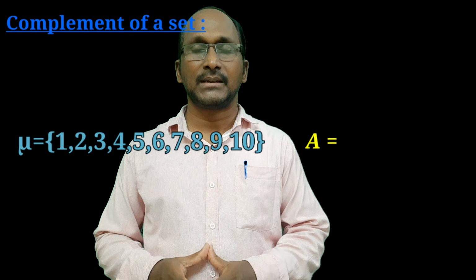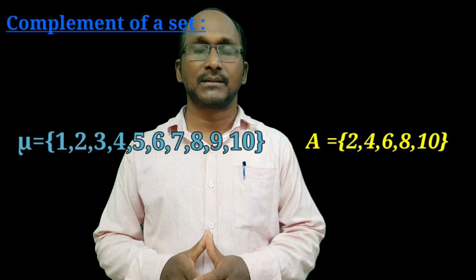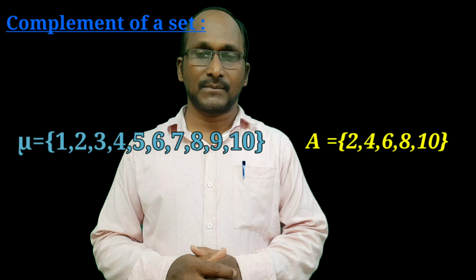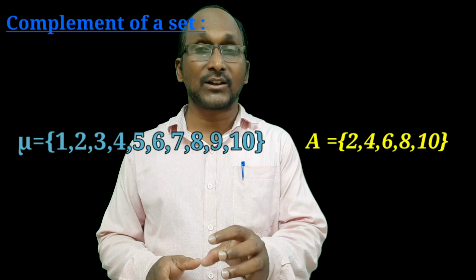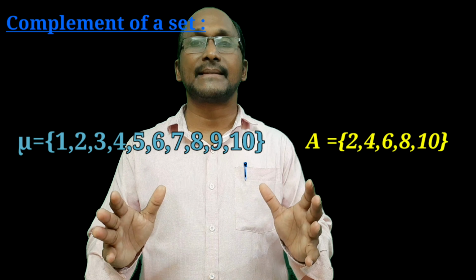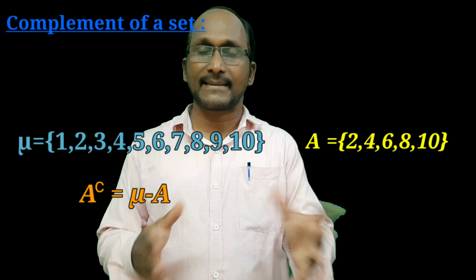Let us take one example. Mu is equal to set of 1, 2, 3, 4, 5, 6, 7, 8, 9, 10. And A is equal to set of 2, 4, 6, 8, 10. Now let us define the complement of the set A. So by the definition, the complement of the set A is the set of all the elements in mu but not in A. That is nothing but A complement is equal to mu minus A.